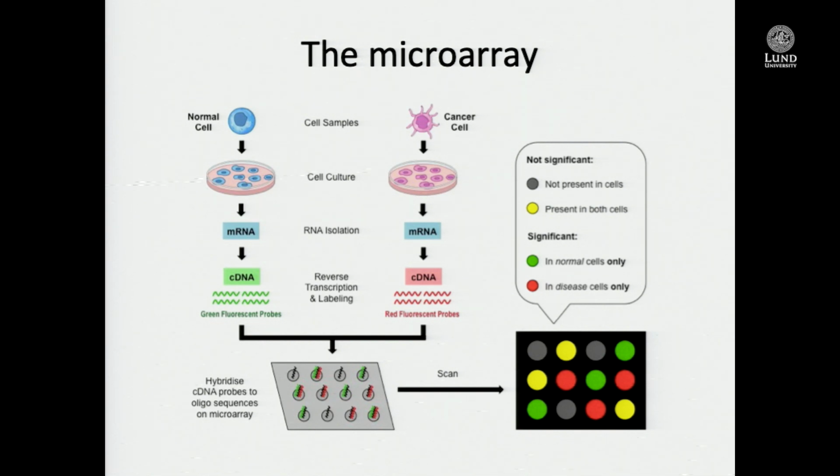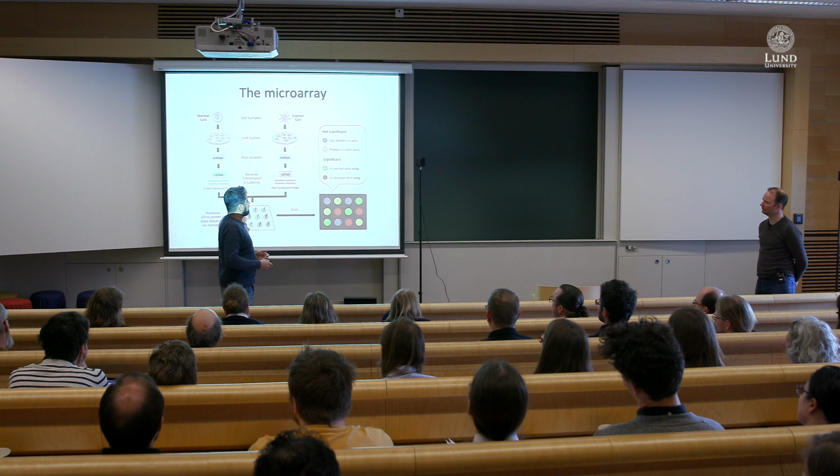You then shoot it with a couple of lasers and you get a very basic readout like this. So a dark spot means that neither gene was expressed in each of these populations. Yellow means they were equally expressed. Red means it was more expressed in the cancer cell, and green means it was higher expressed in the normal cell. So this basically means these genes are differentially expressed between these populations.